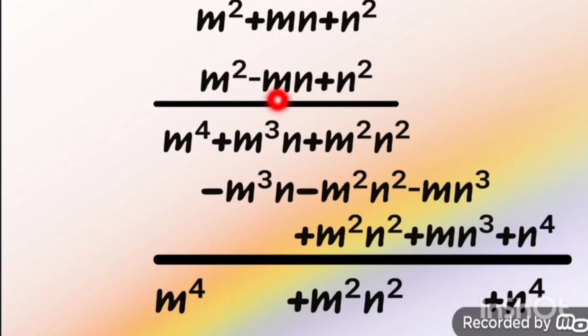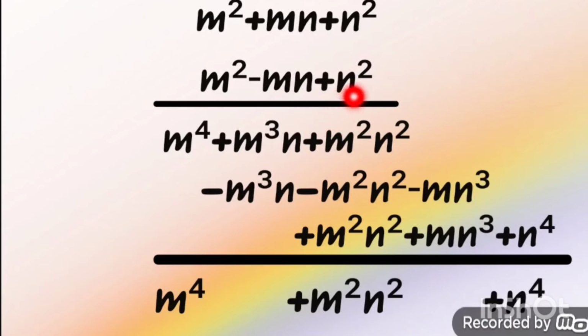Minus mn multiplied by mn will be minus m square n square. Again this is the like term, so we will write it under this term. Now multiply minus mn by n squared. The product is minus mn cube. There is no like term of this term in the first expression, so we will write this term at the side.